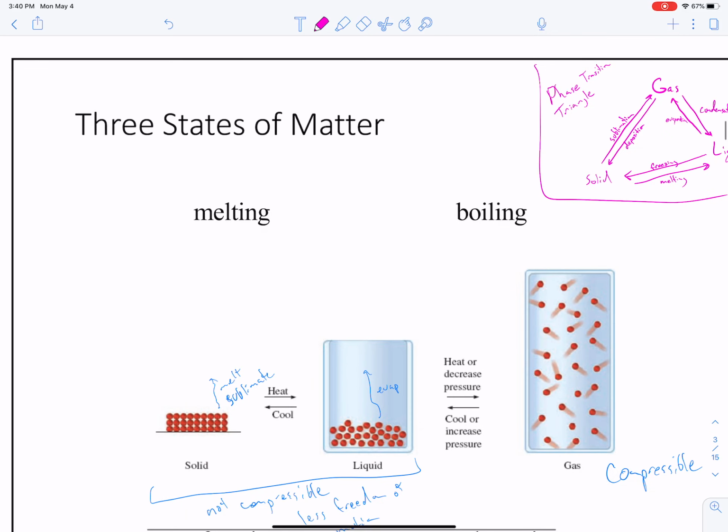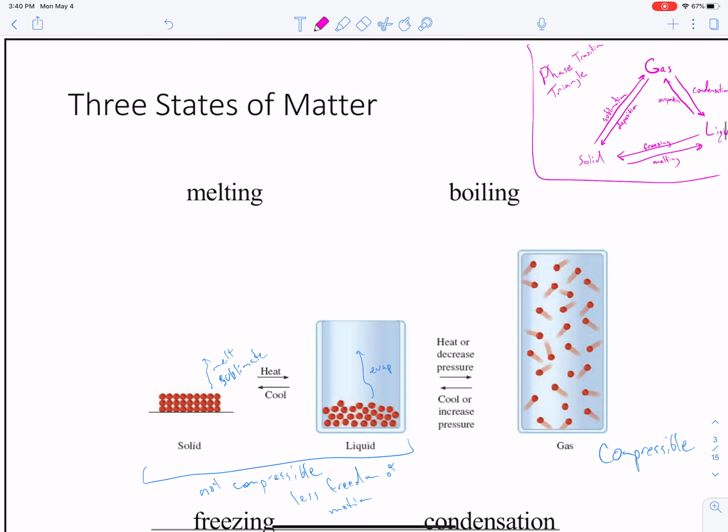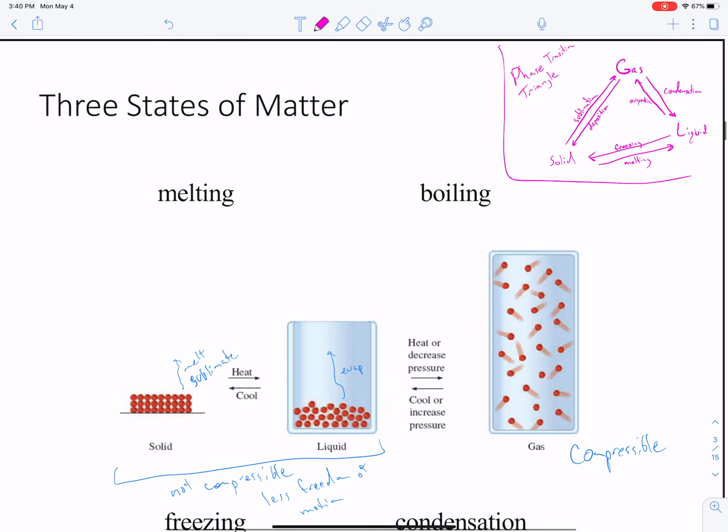All right, so those are our three states of matter, and how they can be transitioned from one place to another. For a liquid, by heating or decreasing the pressure, you can produce a gas. By cooling or increasing pressure, you can produce a liquid.